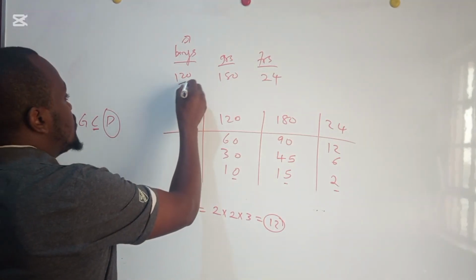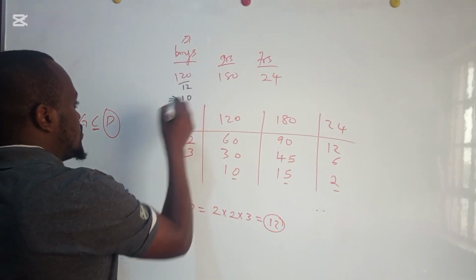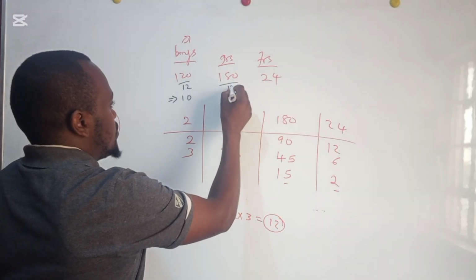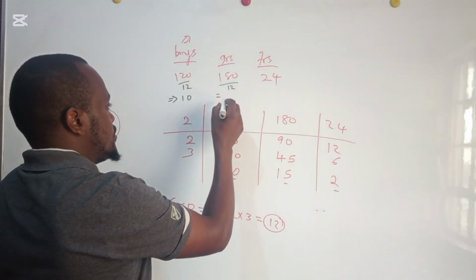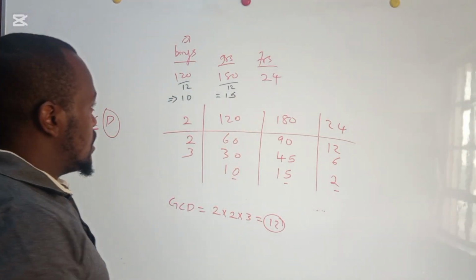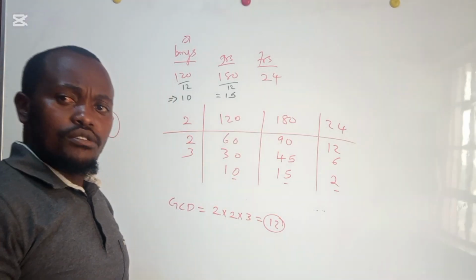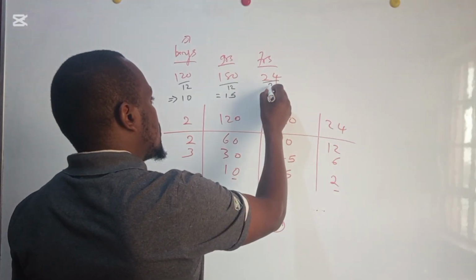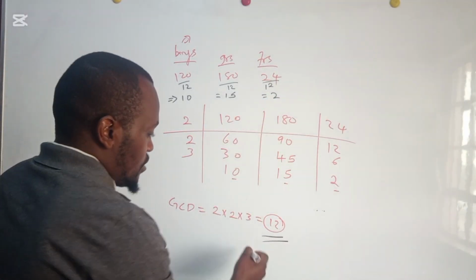If you divide by 12, each group will have how many boys? 10. 10 boys. Girls, if you divide by 12, 180 divided by 12, you are going to get 15. So each group is going to have 15 girls. What about teachers? They are 24, and we have 12 groups. So each group is going to have only 2 teachers. So, well, this is the answer for that question.